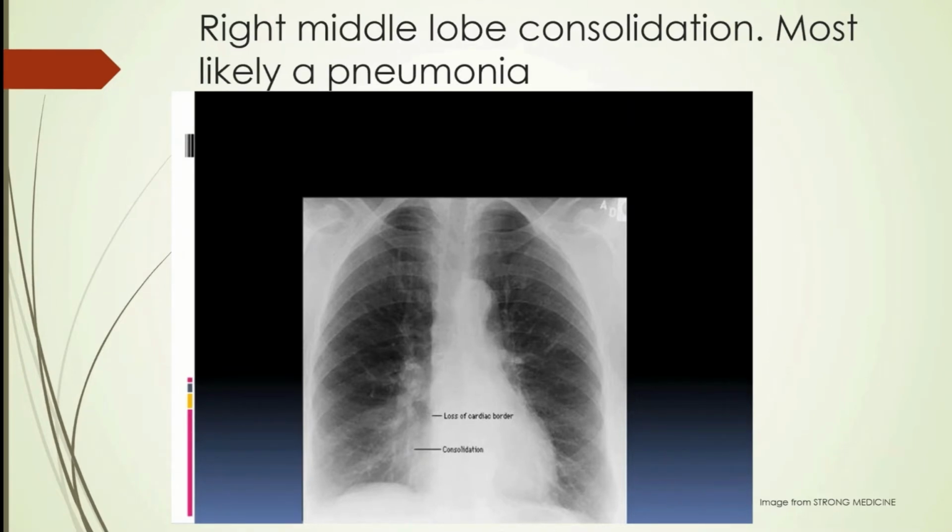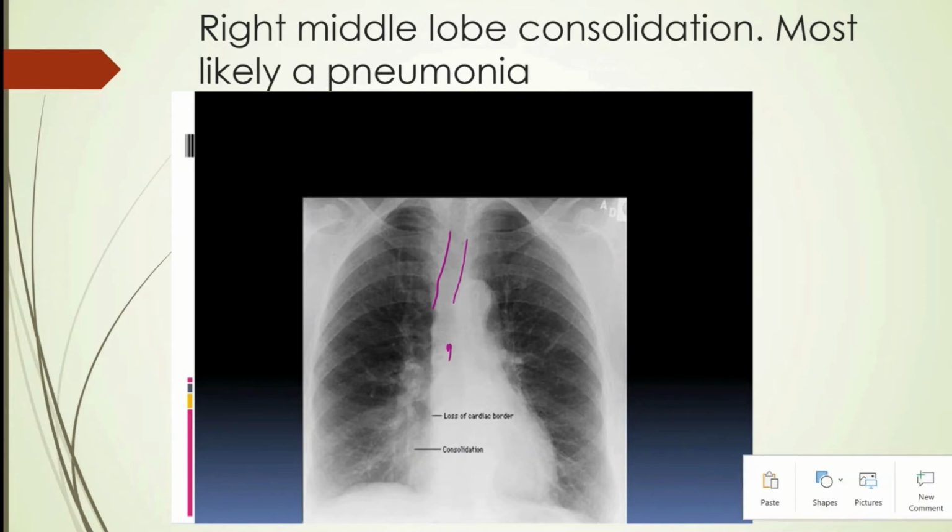All right, so this one here is of a right middle lobe consolidation. Most likely it's a pneumonia. And again, if you could do the ABCDE method, you come down, look at the airways. Looks like the carina is right about there. And look at the bones, they're all fine.